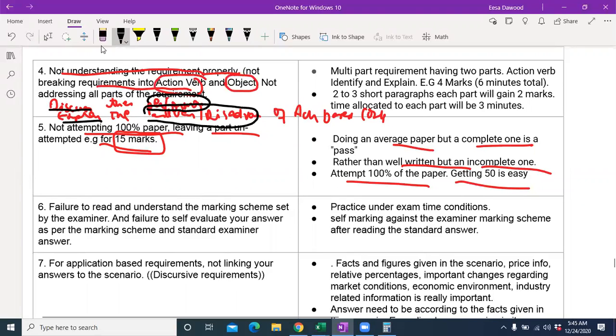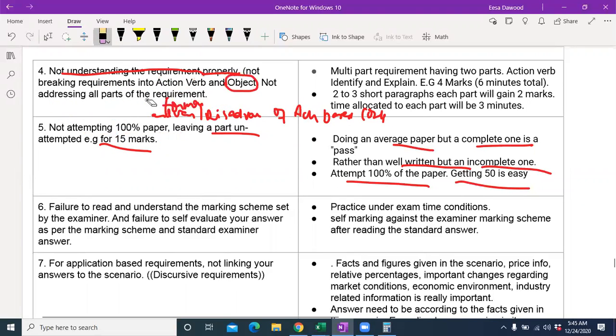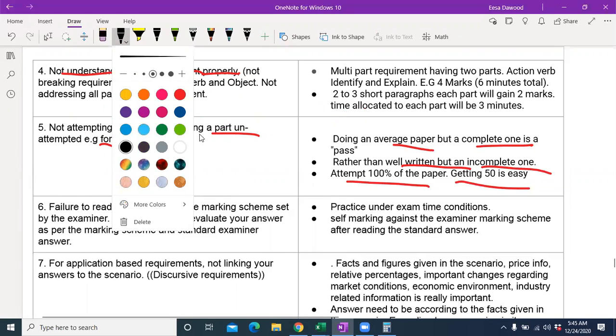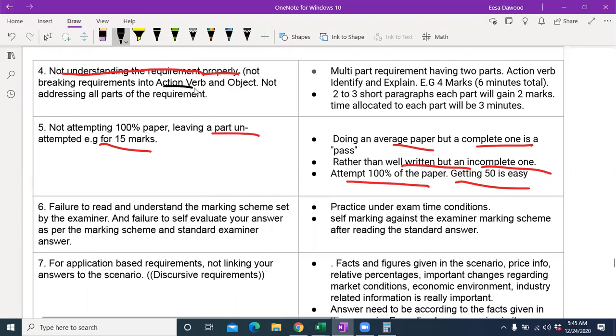So you need to split your requirement into the action verb and the object, and you need to address all parts of the requirement. There are multiple requirements having two parts. For example, for one, the action verb was identify, and for the other, the action verb was explain, and there were 4 marks. Yeah, and there were 4 marks, which means you had 6 minutes for that, right?